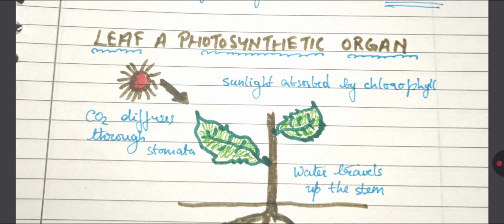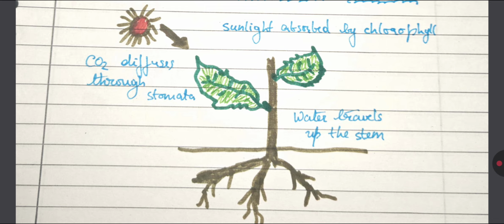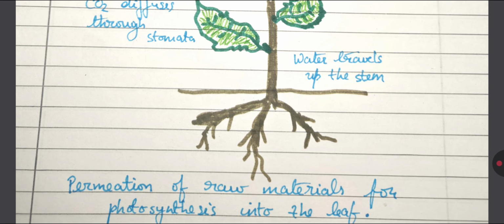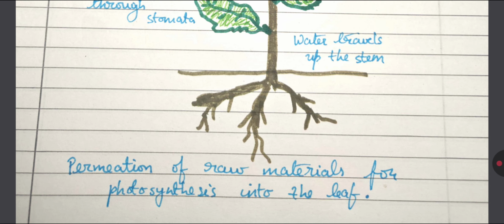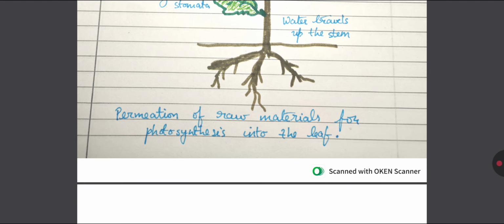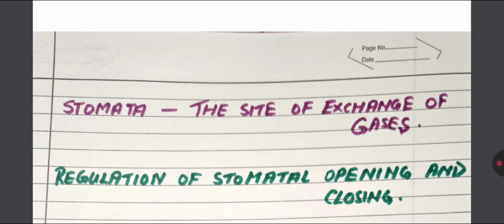Okay. Leaf, a photosynthetic organ. Now you can see sunlight is falling on leaves of a plant. Sunlight is absorbed by chlorophyll, carbon dioxide diffuses through stomata which are found on the surface of the leaves, water travels up the stem. This is the permeation of raw materials for photosynthesis into the leaf. Have a look at the diagram. Okay, so that's easy enough.